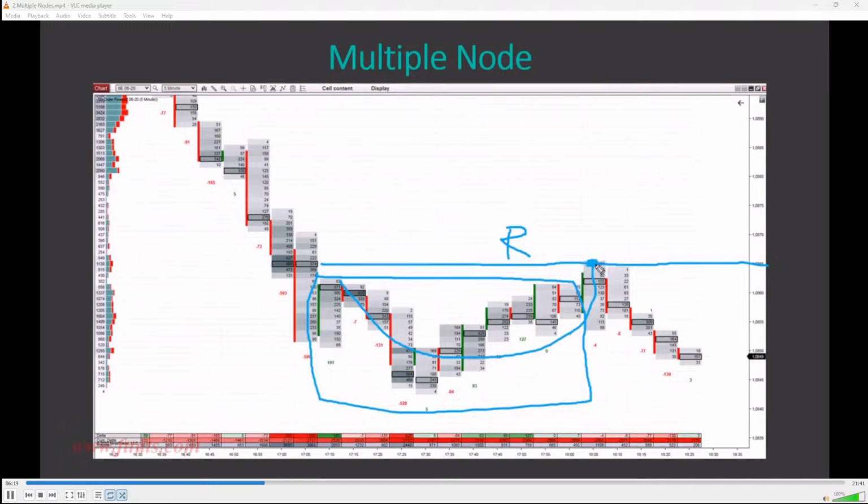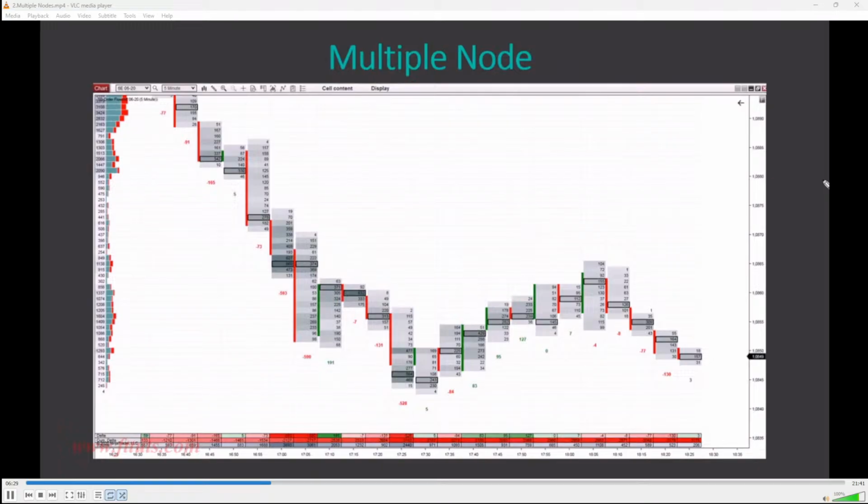All right. The logic behind this setup is very similar to the setup which I showed you before, the volume cluster setup. Now, in an area like this, in the heavy volume nodes, big volumes got traded, big volumes get accumulated, and this means that big guys are entering the market.